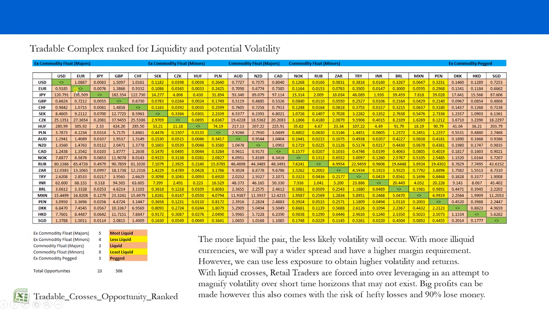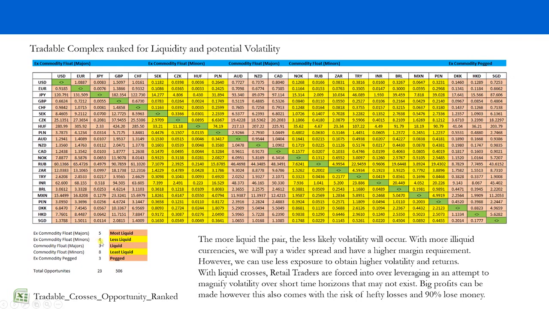We had earlier the dollar majors and the major crosses as a table. That's the generally accepted table for media outlets and participants with conflict of interest in the currency markets. What we've done is now extended this. And what we've got here is a breakdown of the classifications that we've applied. So we've got ex-commodity float majors, 5 in total.